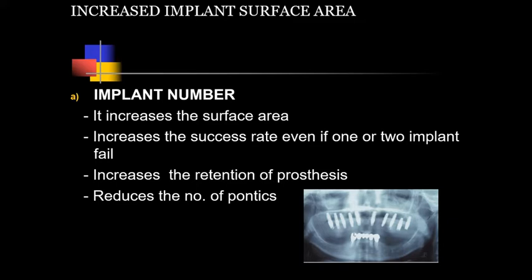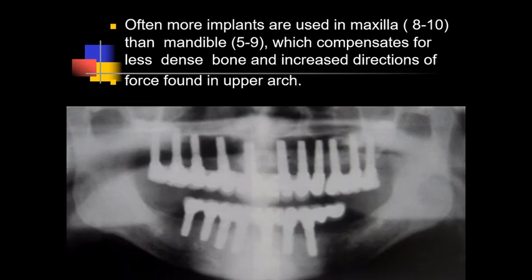Next, increasing implant number increases the retention of the prosthesis, and also it reduces the number of pontics. A decrease in the number of pontics will decrease the risk of fracture of the transitional prosthesis, which may be a source of overload to the remaining implants. Now if you consider maxilla and mandible, often more implants are used in the maxilla, that is 8 to 10, compared to the mandible, where we place 5 to 9 implants. This is because the maxilla is less dense, and also there is increased direction of force found in the maxilla.